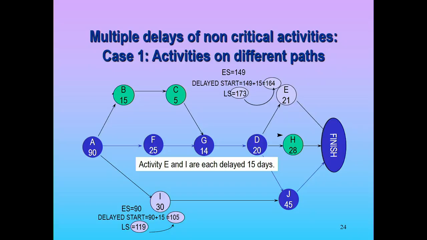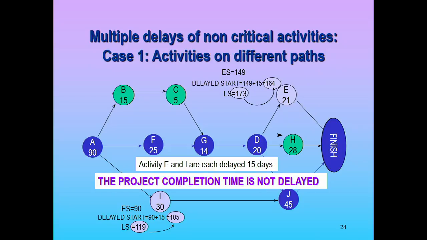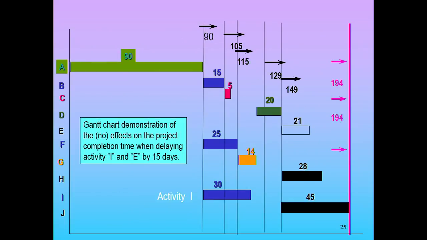Now, the issue gets a little trickier if we have multiple delays on multiple activities. So these are some scenarios. Multiple delays of non-critical activities, but the activities are on different paths through the network. So if we delay activity I less than its slack time, and activity E less than its slack time, what do you think happens to the project? Because they're not on the same path, it's fine, right? We can absorb them independently. There's no compounding effect. So the project completion is not delayed.